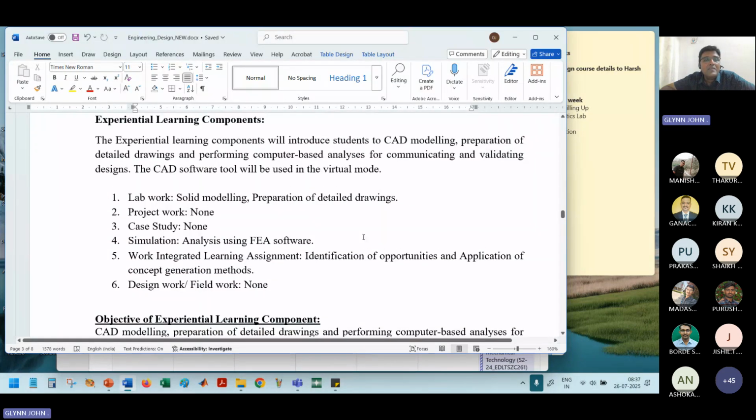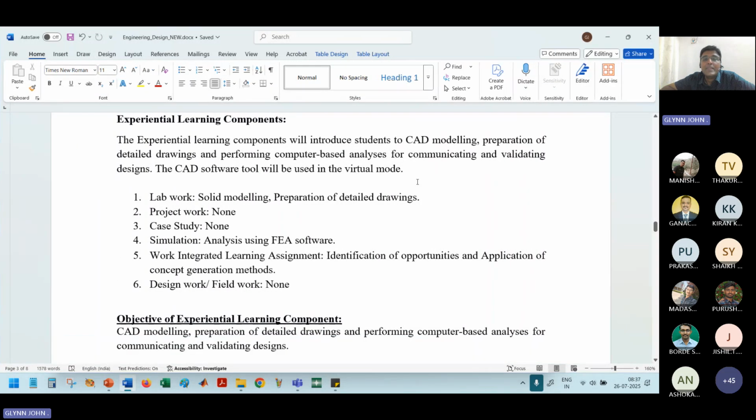Okay, now we have a lab for this particular course. So experiential learning. We'll introduce you to CAD modeling. I'm sure most of you, or at least some of you, will be working in CAD, but some of you may be working in manufacturing or in other areas. So if you're going to develop a product, what are the tools that you should be familiar with, right? What are the resources that you should use, right?